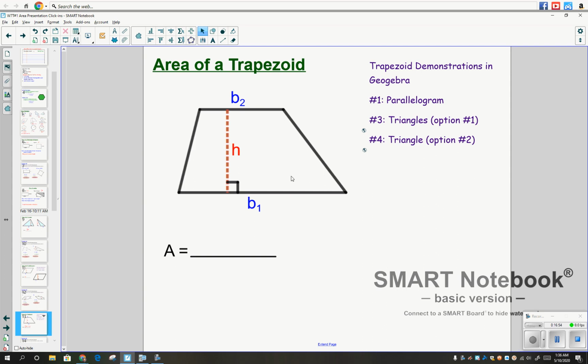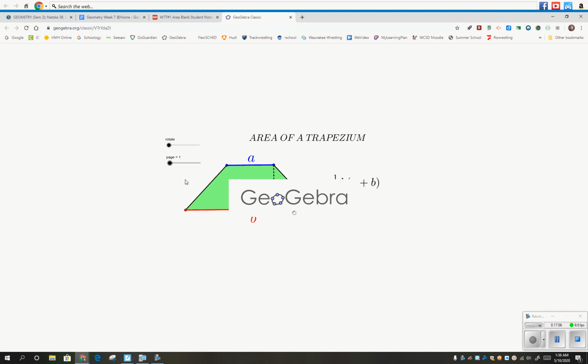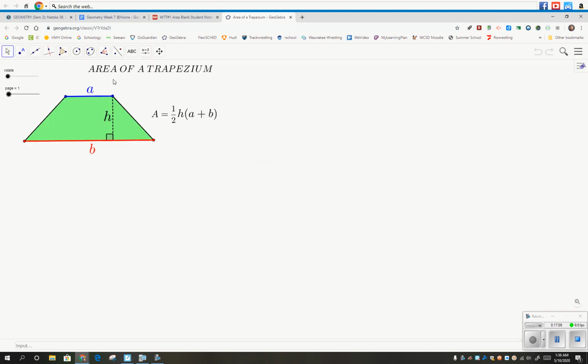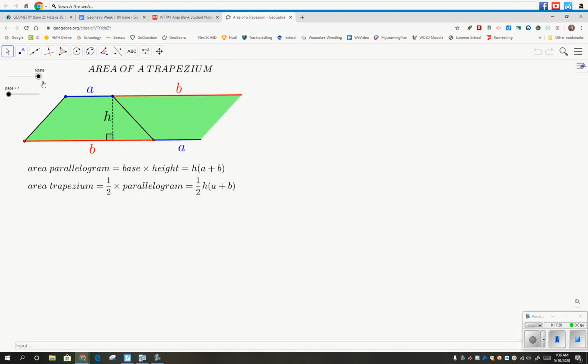Our next shape we're going to look at is a trapezoid. So we've got some demonstrations here in GeoGebra. Notice it says area of a trapezium, which is the English version of trapezoid. They give me the formula here, but how do we get that? Well, notice if I rotate this, I have a parallelogram. The area of a parallelogram is base times height. Well, the height is h. Well, the base is a plus b, which are the two bases of the trapezoid.